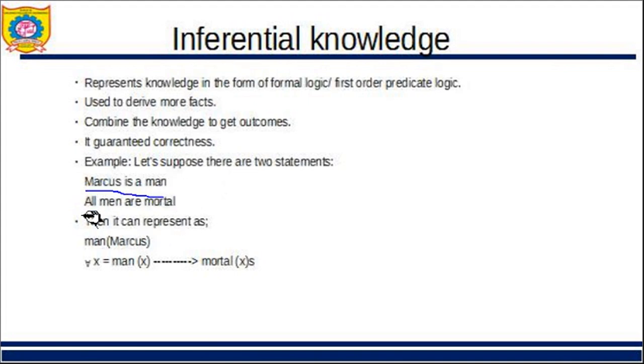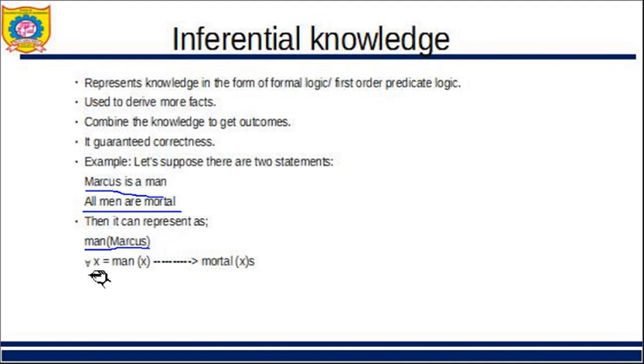Marcus is a man, all men are mortal. So this is one fact and this is the other fact. Now I am going to conclude something out of these facts. In order to do that, first of all we will represent this in logical format. What is logical format? Man is a general class, and the specific example of it is Marcus. So Marcus is a man. This is what we have written in this fashion.